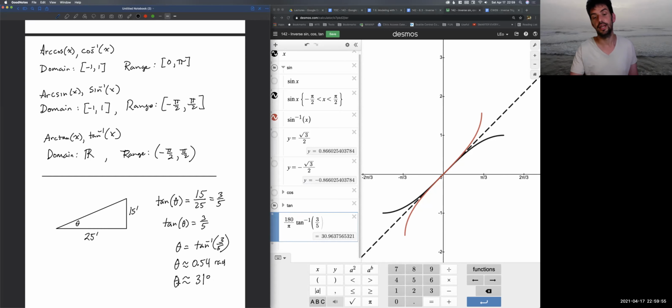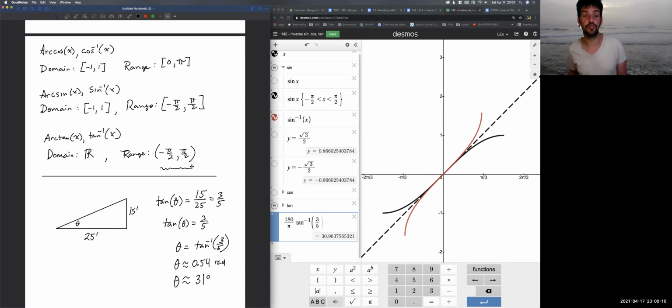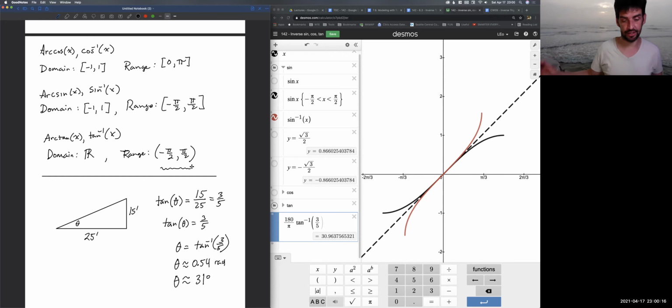So that's a really basic way that we can use our inverse functions. Also notice that that 0.54 radians is in the range of tangent, -pi/2 to pi/2, right? Half of pi is about 1.5. So somewhere between -1.5 and 1.5-ish. This certainly falls in that range.